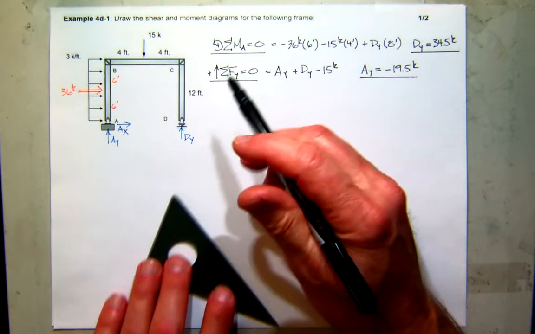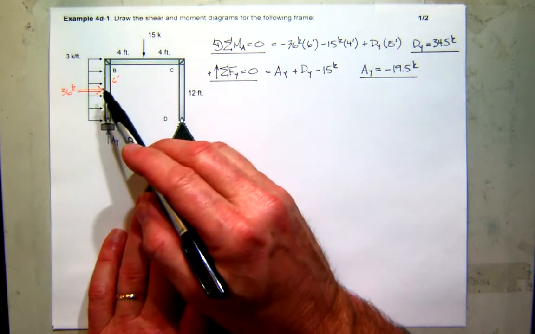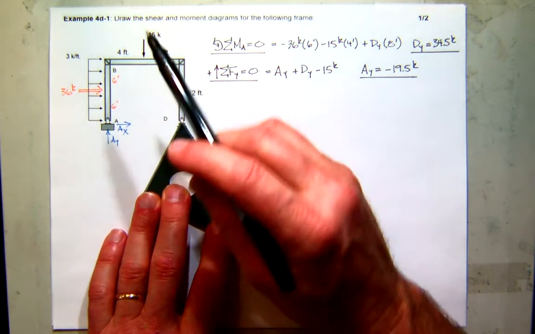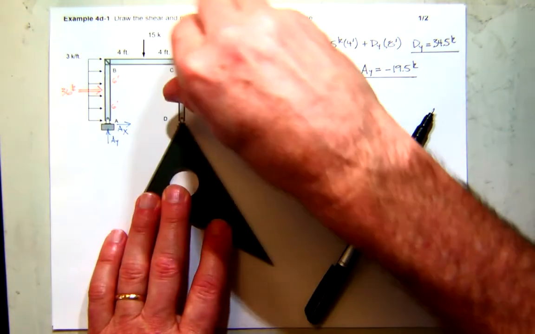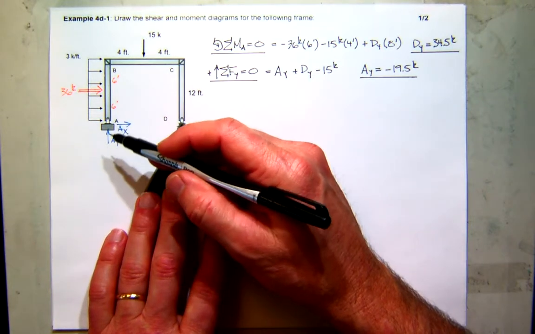Well, think about this. If you imagine this structure kind of hinged here at D, and you start pushing on it horizontally, that's a pretty big force compared to this one here. So this structure is probably going to want to rotate clockwise, right? So A is going to have to hold it down.